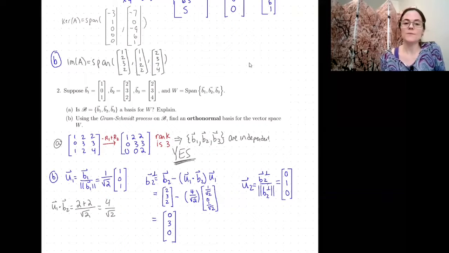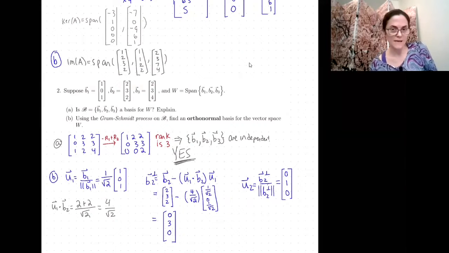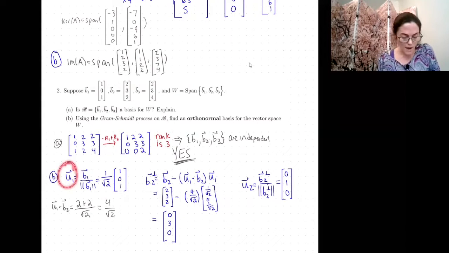This is 5.1 part B. We need to use Gram-Schmidt to find an orthonormal basis for W. Really, it's an orthonormal basis for R3, but it's using these 3. The first step is always the easiest. I'm going to take B1, B2, B3 and construct U1, U2, and U3, and these will be my orthonormal basis. For U1, you just take the first element and divide by its length. That's always the easiest one because you don't have to do any projections. You just normalize.